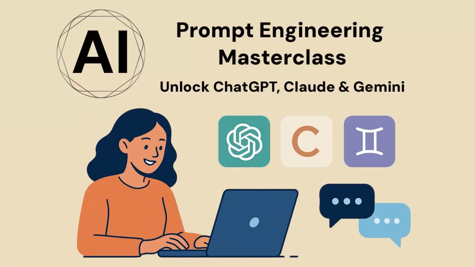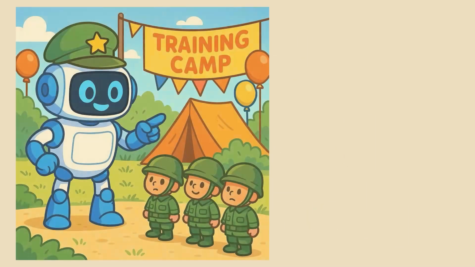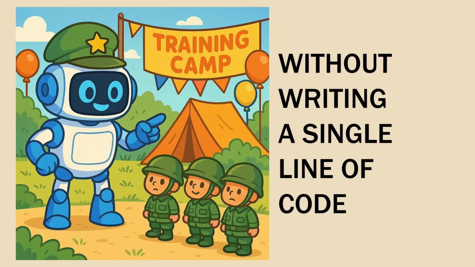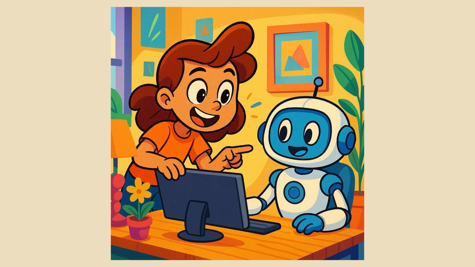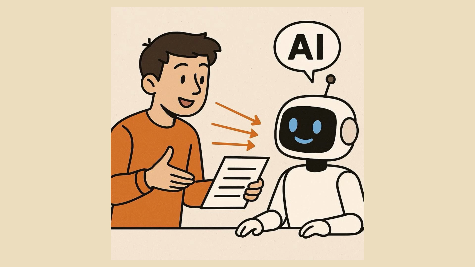Hello, today is our lecture number 5 and the topic is zero shot versus few shot prompting. So, what if you could train an AI without writing a single line of code? Well, you can. It's called few shot prompting and today we will compare it with zero shot prompting, the two most common ways to get AI to do what you want just by showing it how. These two terms describe how much example data you provide the AI within the prompt itself.